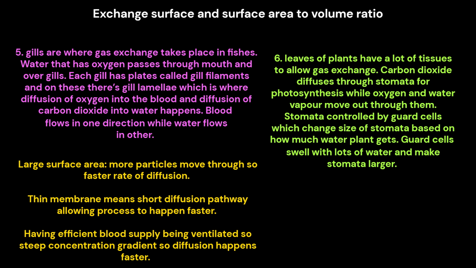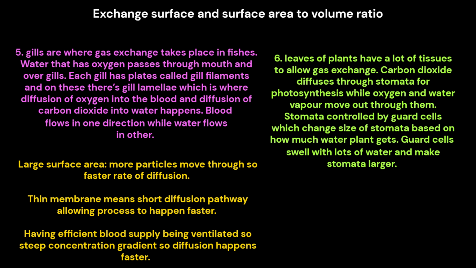6. Leaves of plants have a lot of tissues to allow gas exchange. Carbon dioxide diffuses through stomata for photosynthesis, while oxygen and water vapor move out through them. Stomata are controlled by guard cells, which change the size of the stomata based on how much water the plant gets. Guard cells swell with lots of water and make the stomata larger.